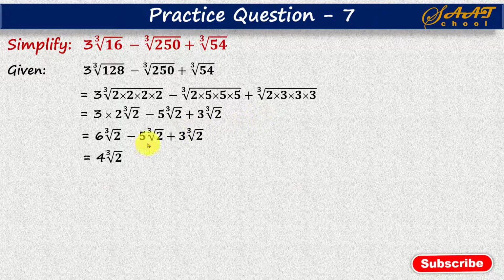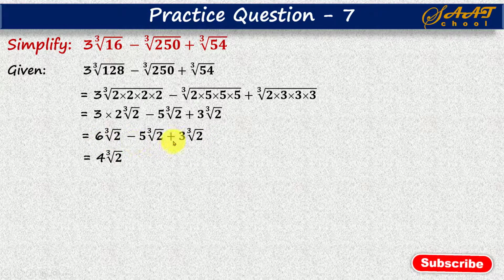Again, you can add and subtract if they are like terms, meaning they have the same square root or cube root, or they are the root of the same number. Here this is a cube root of 2, cube root of 2 and cube root of 2. So these are like terms. You add these numbers, which is 9, and then subtract 5.